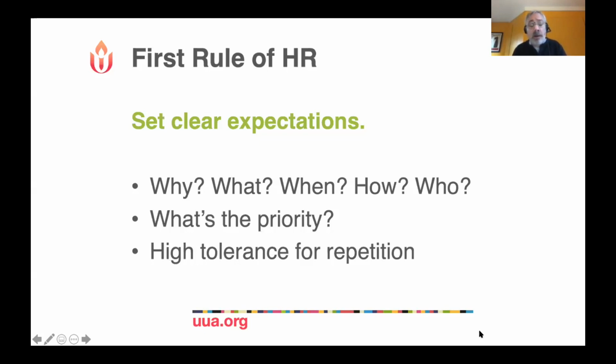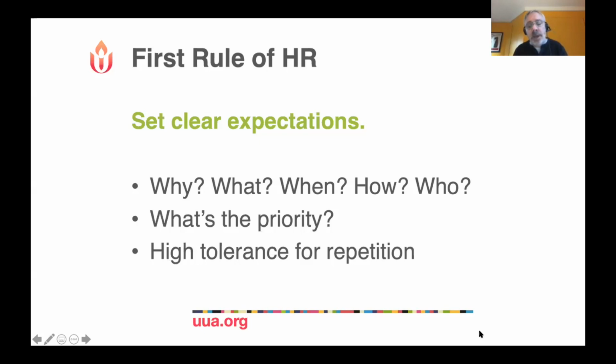And when is it due by? When are they supposed to do these different things? How are they supposed to do it? What tools should they use? And who should be doing it? Who should they be interacting with? Who should they be asking for feedback as they do this work? So answer those basic how, what, why, when, where questions for your employees.